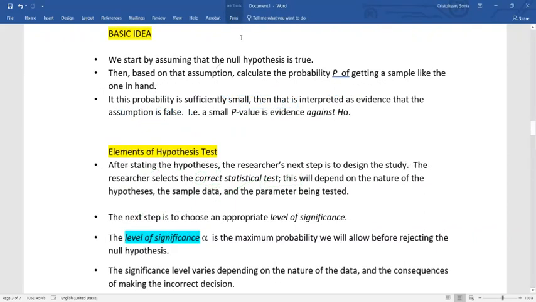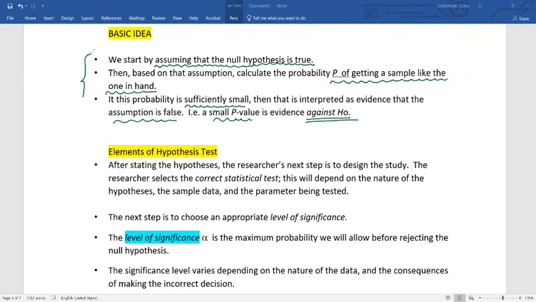Here is the basic idea. We start by assuming that the null hypothesis is true. Then, based on the assumptions, we calculate the probability of getting a sample like the one in hand. If this probability is sufficiently small, then it is interpreted as evidence that the assumption is false. In other words, a small p-value is evidence against the null hypothesis. And this is exactly what we've done using the previous example.